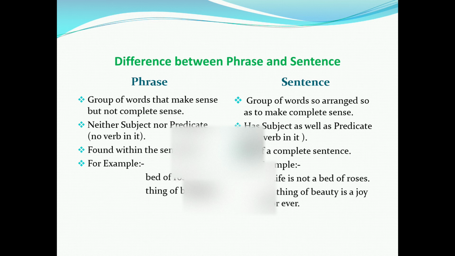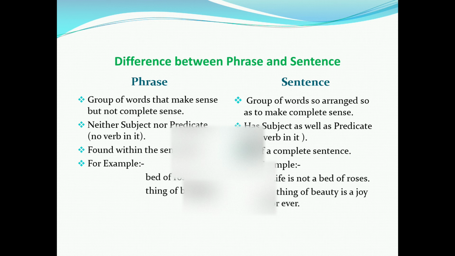A phrase is a group of words that make sense but not a complete sense, whereas a sentence is a group of words so arranged so as to make a complete sense. A phrase has neither subject nor predicate, no verb in it, whereas a sentence has a subject as well as a predicate, that is verb in it. A phrase is found within a sentence, whereas a sentence itself is complete.